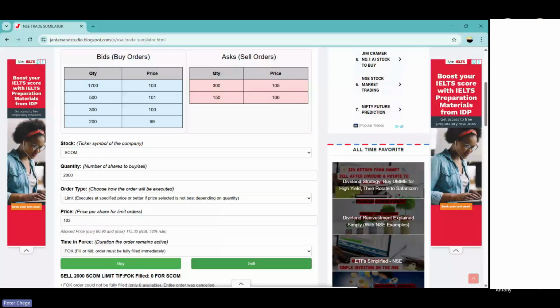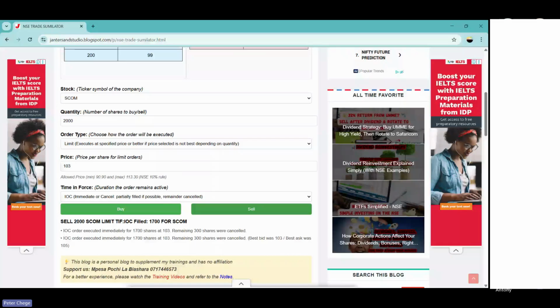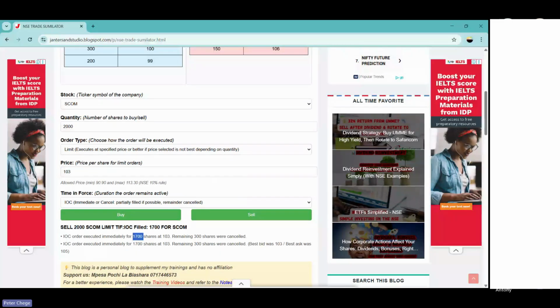Let's try with IOC, immediate or cancel. Again, take note, it is 2,000 and we have 1,700. I submit a sale order. It has executed how much? The 1,700, here. Then the remaining balance is cancelled because we said what? It will take partial execution for immediate or cancel. It will pick what is there, the balance is cancelled.